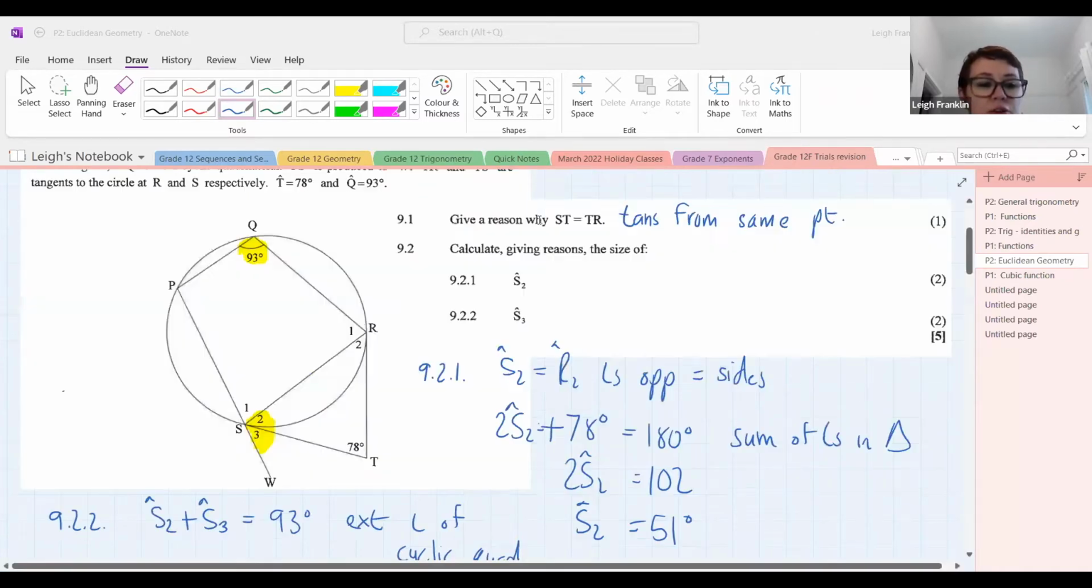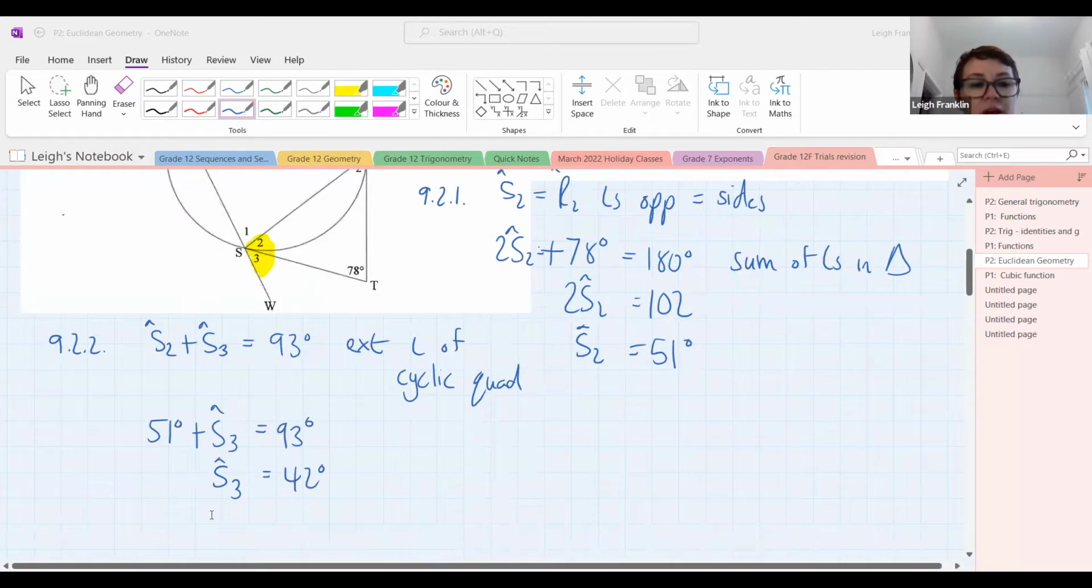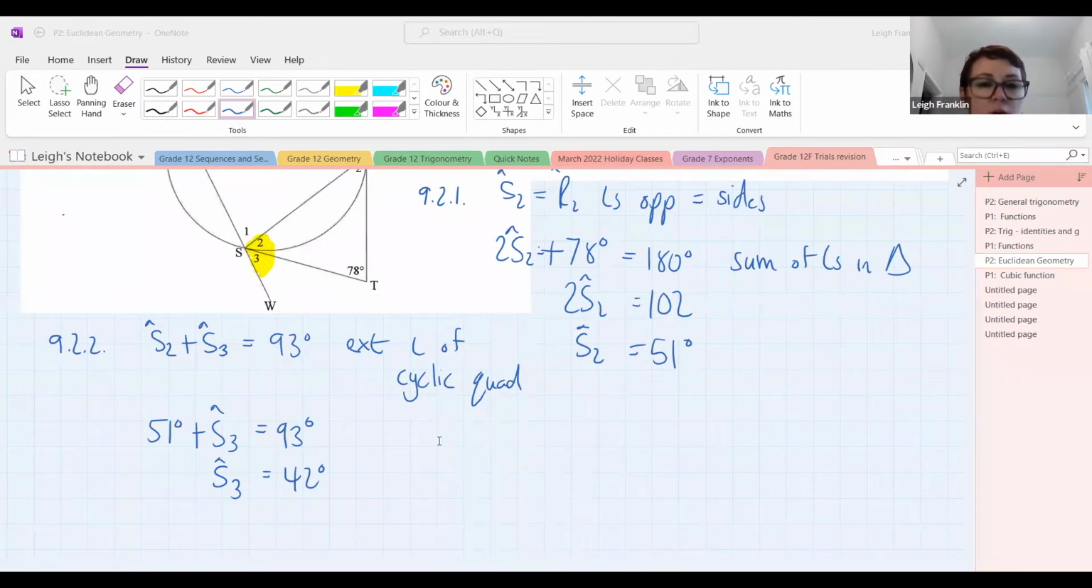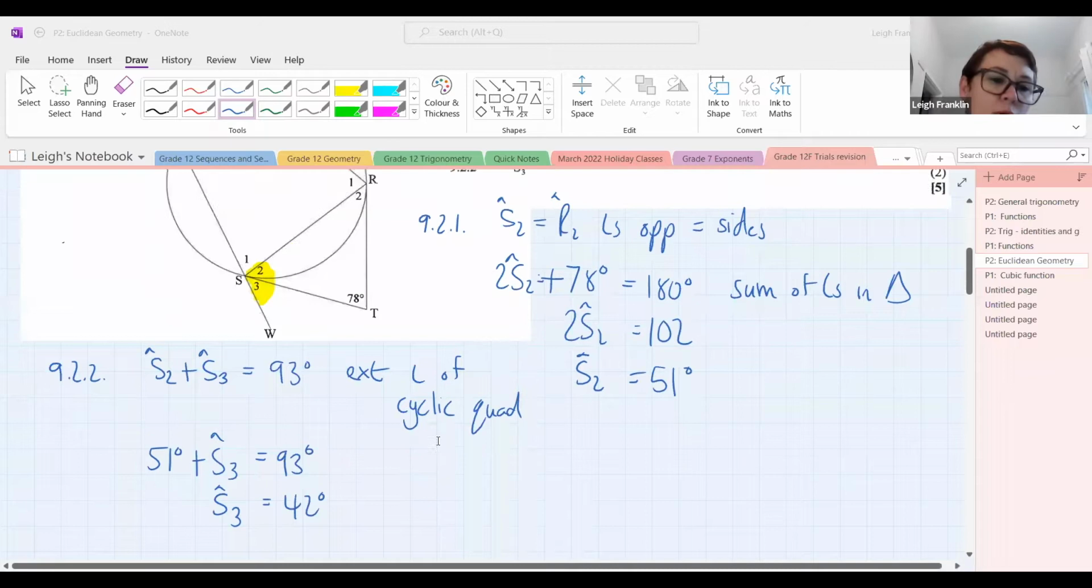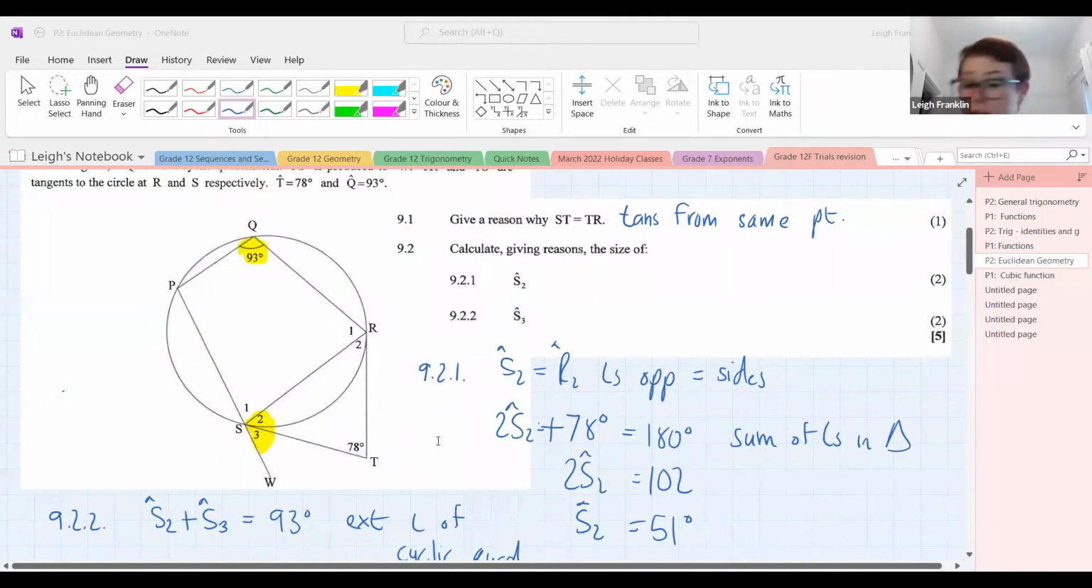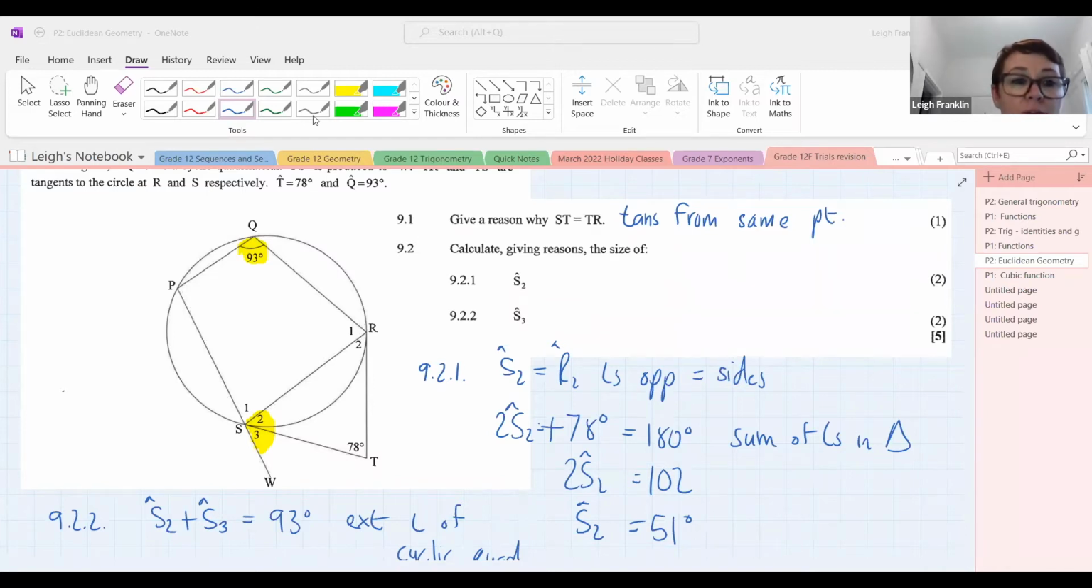Yes, so S2 and S3 are the exterior angle of the cyclic quad. Quite right. So the two of them together make up the exterior angle, the angle on the outside. And in order for there to be an exterior angle to a cyclic quad, one of the sides of the quad has to be extended. So that's why S2 is not the exterior angle. S2 and S3 together are the exterior angle because side PS needs to be extended.